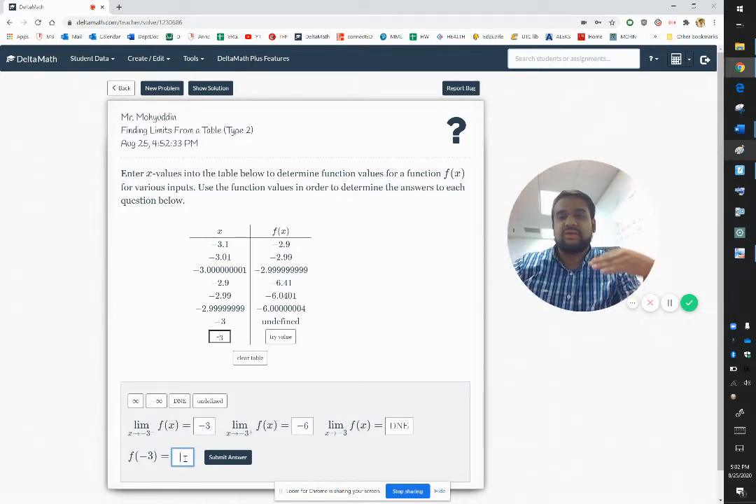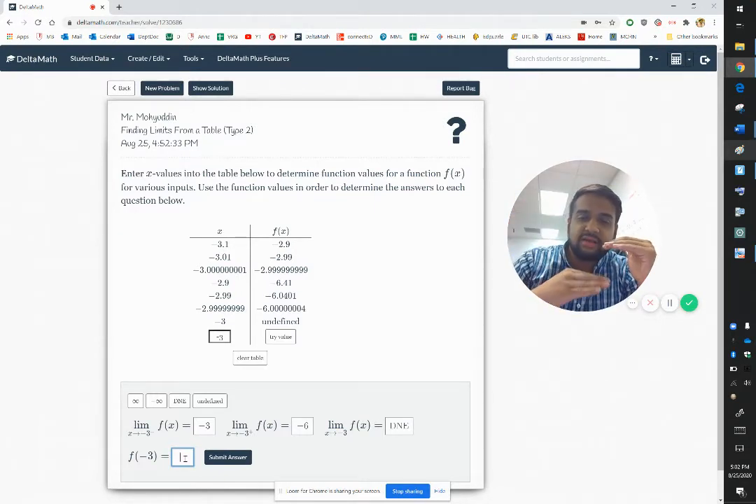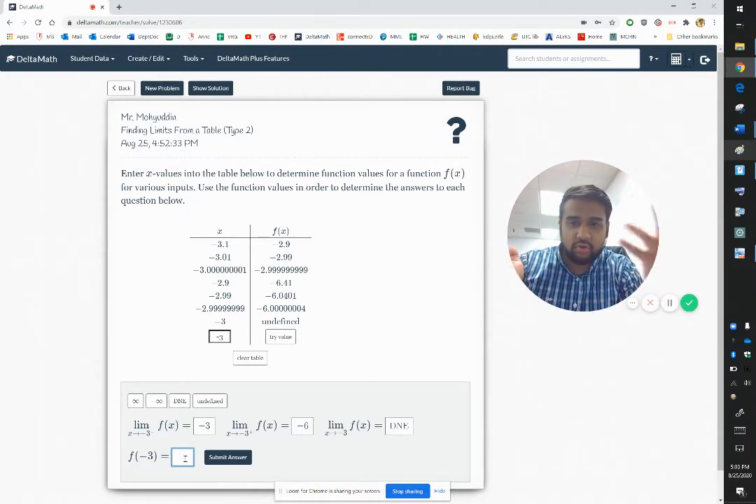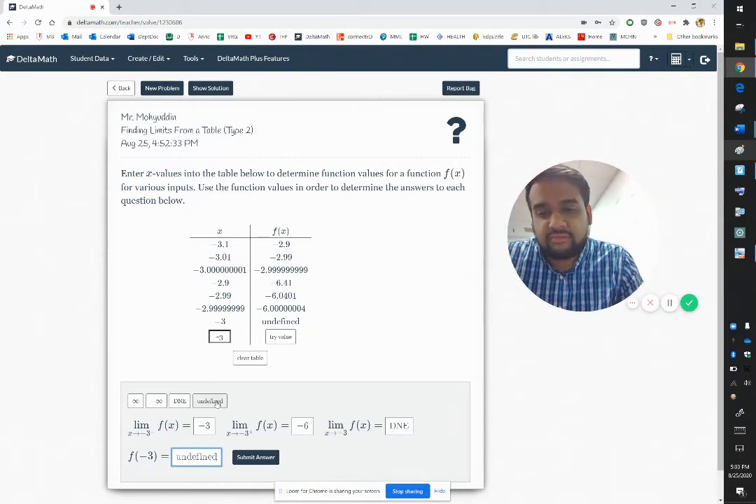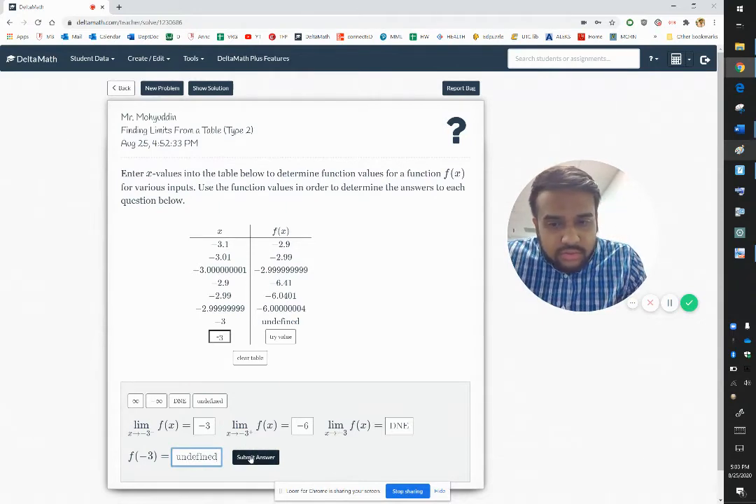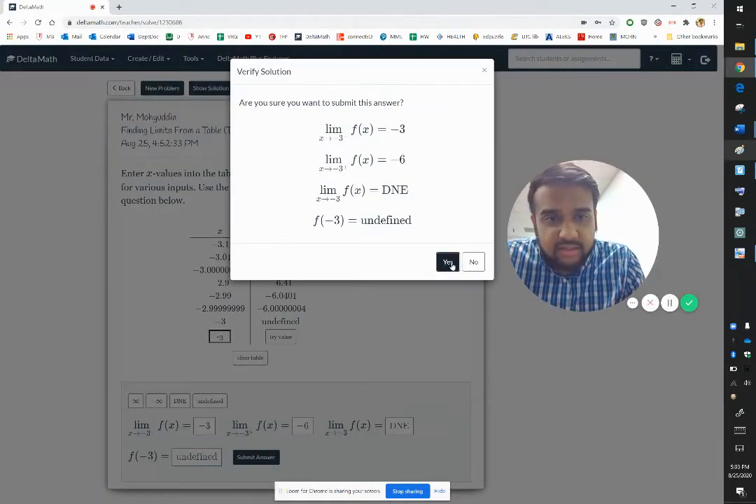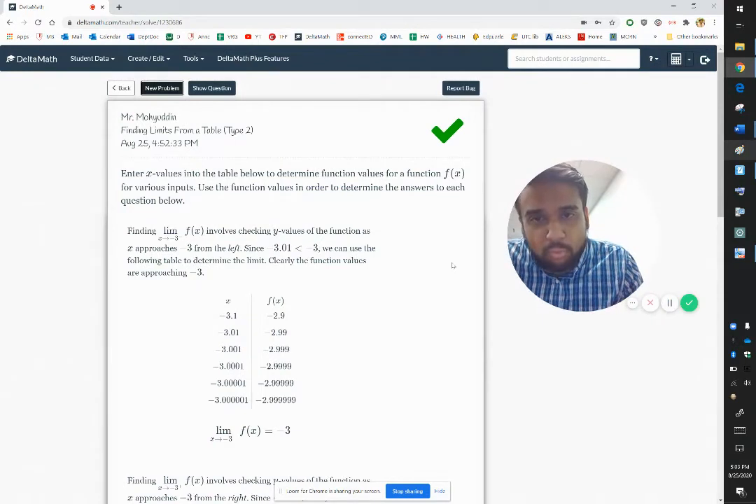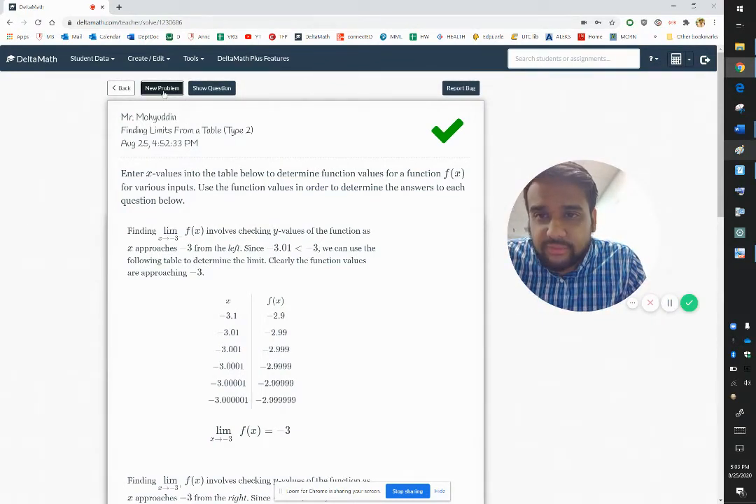Graphically, what's happening is we have a value from one side, which is -3, a value from the other side, which is -6, which I guess is actually down here. And then in between, there is no filled in dot. So there's no value for that, for which we say undefined. Let's see how we did. Okay, good for me. Let's do another one.